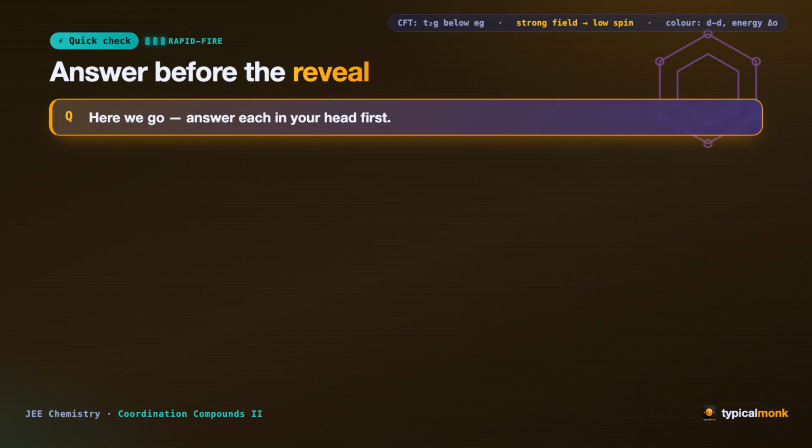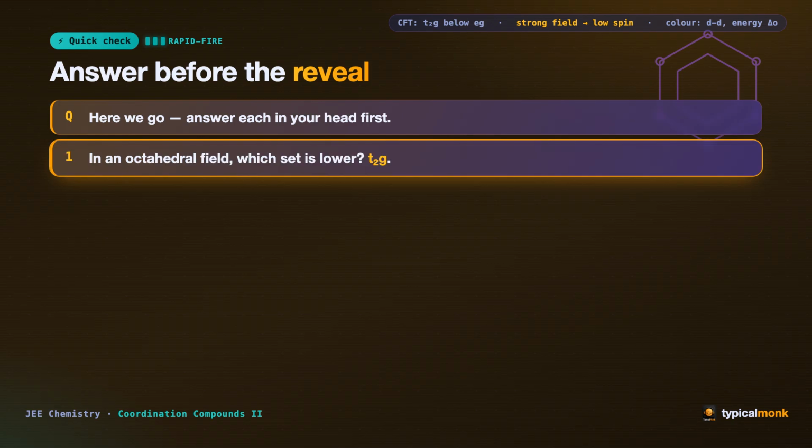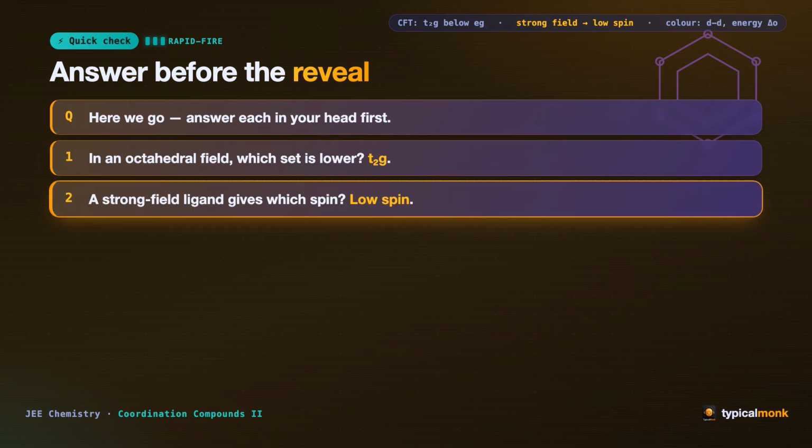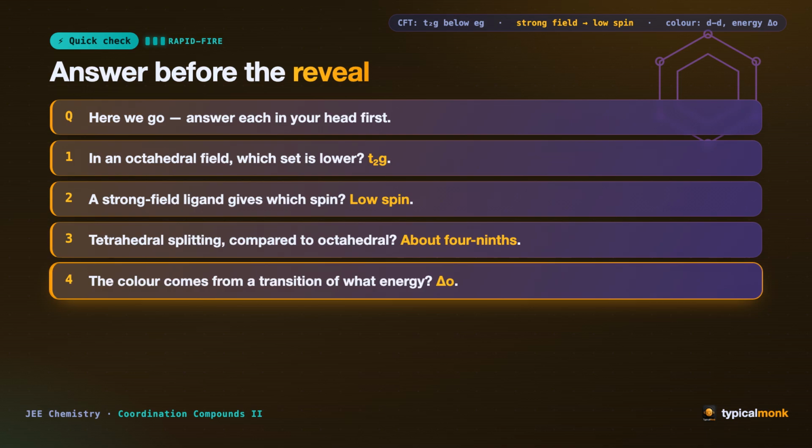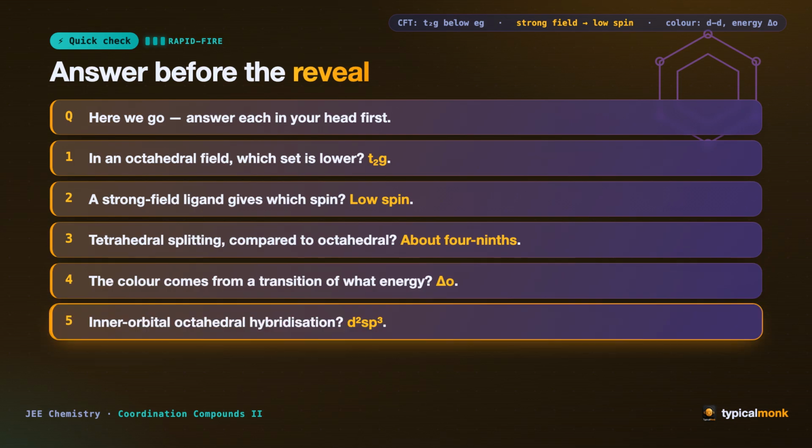Now, test yourself. Answer in your head before the reveal. That is how speed is built. Here we go. Question 1. In an octahedral field, which set is lower? The T2G. Question 2. A strong field ligand gives which spin? Low spin. Question 3. The tetrahedral splitting compared to the octahedral? About 4/9. Question 4. The color comes from a transition of what energy? Delta O. And question 5. The inner orbital octahedral hybridisation?